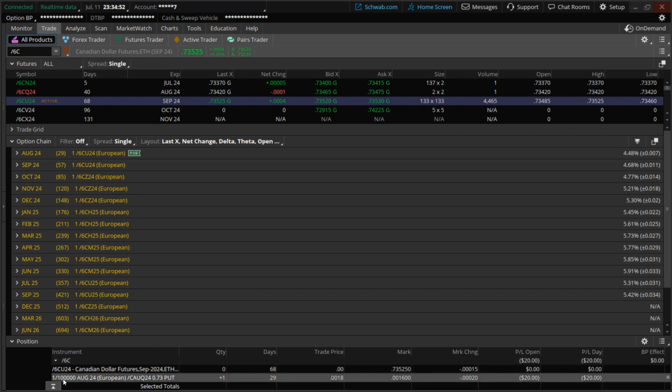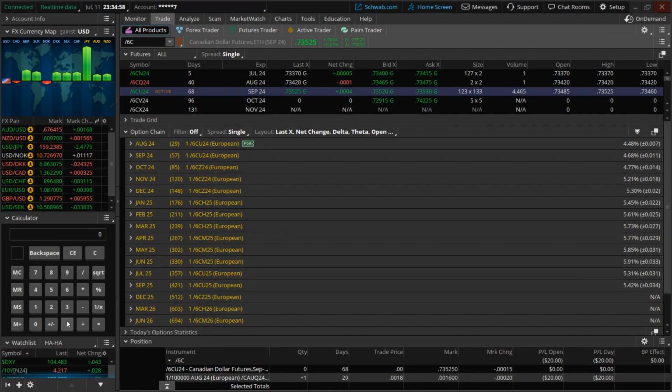Now, how this contract or premium is actually valued. Right here in the description, it says 1/100,000. So that is the multiplier. My entry price is 0.0018. I need to multiply this by 100,000, which means the actual value of this option contract is $180, not including commission or the cost of getting into the trade. So this is what I've committed so far.